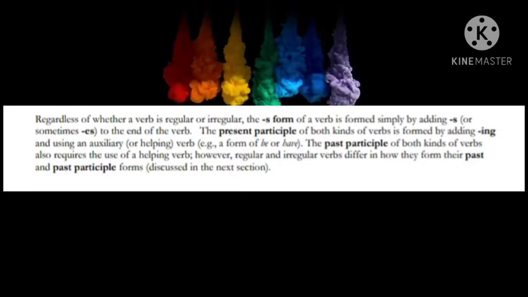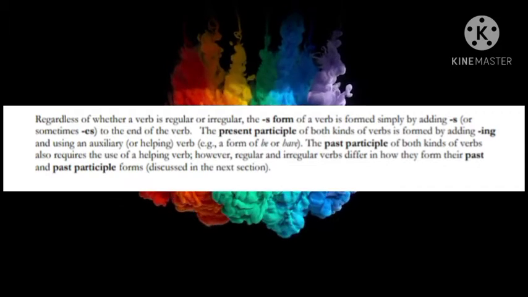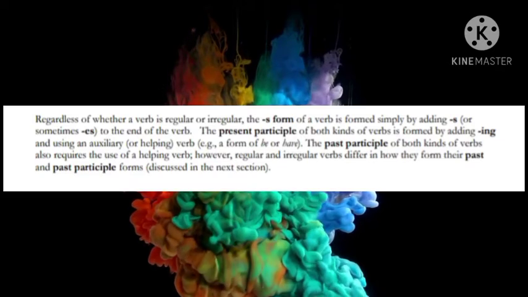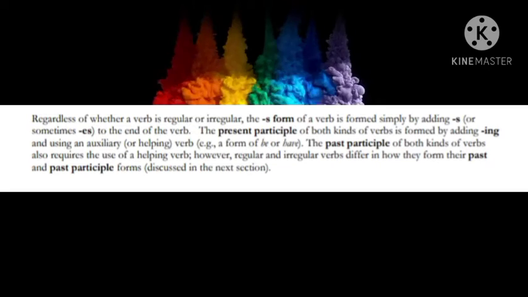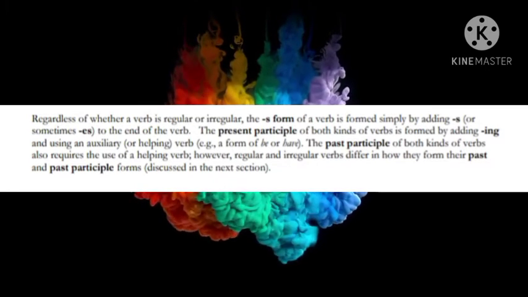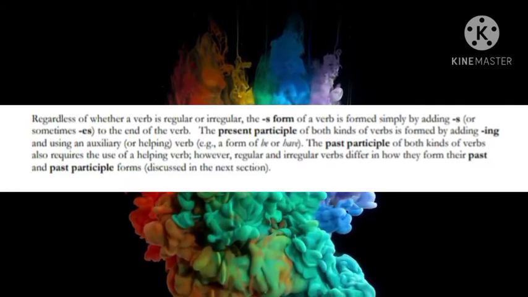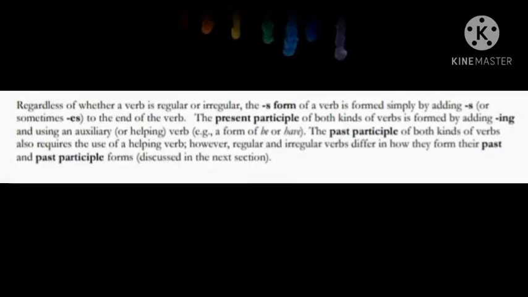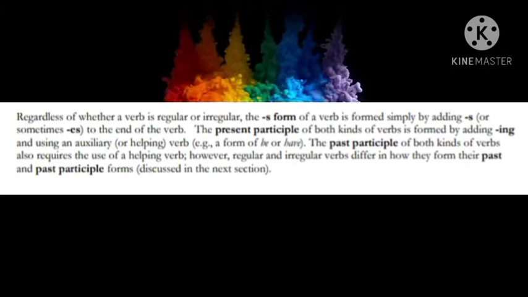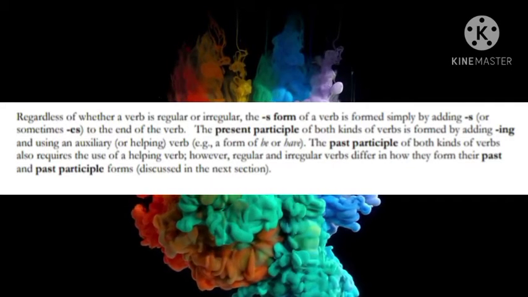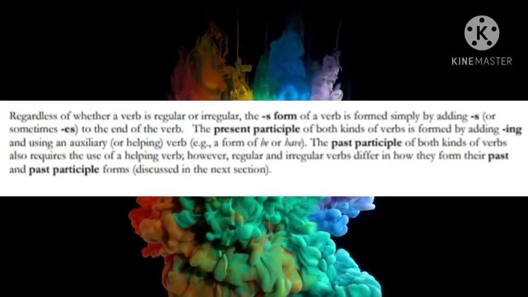Regardless of whether a verb is regular or irregular, the S form of a verb is formed simply by adding S or sometimes ES to the end of the verb. The present participle of both kinds of verbs is formed by adding ing and using an auxiliary verb. The past participle of both kinds of verbs also requires the use of a helping verb. However, regular and irregular verbs differ in how they form their past and past participle forms.